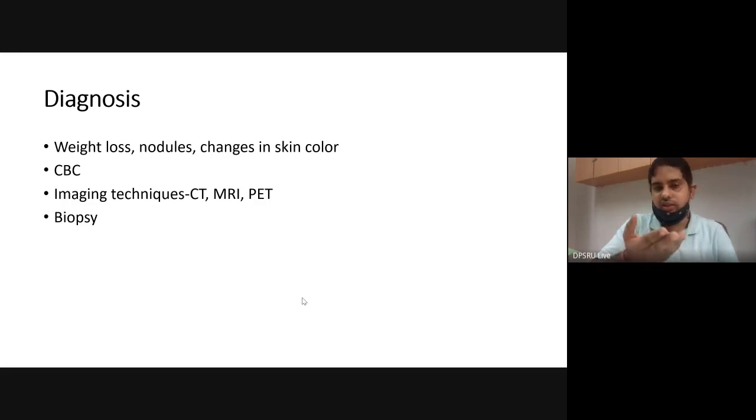I have included some symptoms, like weight loss. When there is unexplained weight loss, meaning you have done all the testing and you are not able to find why this person's weight is decreasing, you can think that you may need to rule out cancer also. Nodule formation is one of the signs of cancer. Changes in skin color are also some of the symptoms.